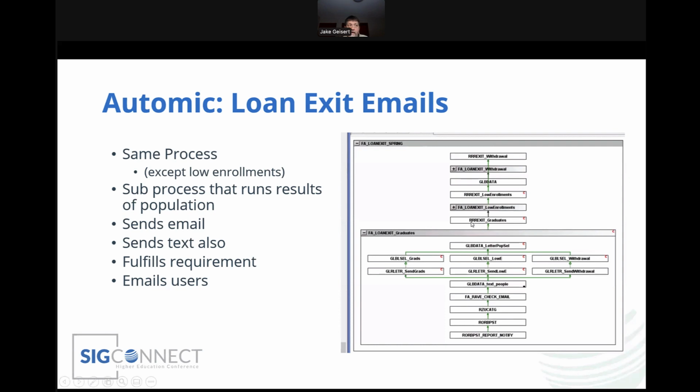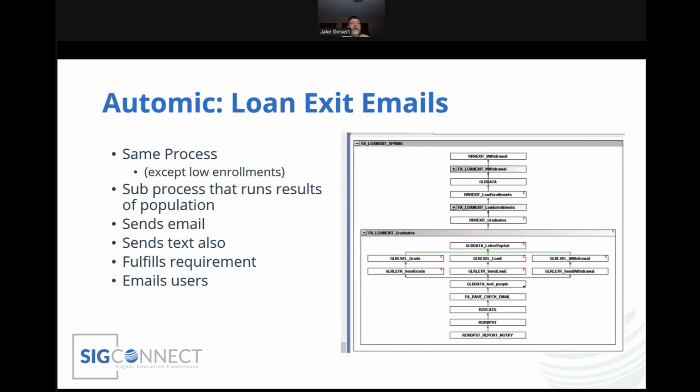So we run that RER exit, call our sub procedure, do the pop cell, do whatever letter selection we need to do. We do another pop cell, which is gathering the people we need for a text, and then run this rave check email. Basically what that's doing is sending a CSV to our financial aid department of all the people that we've sent an email to.